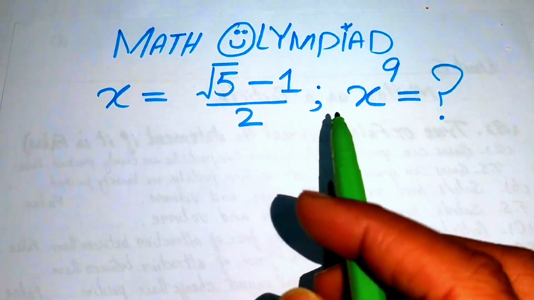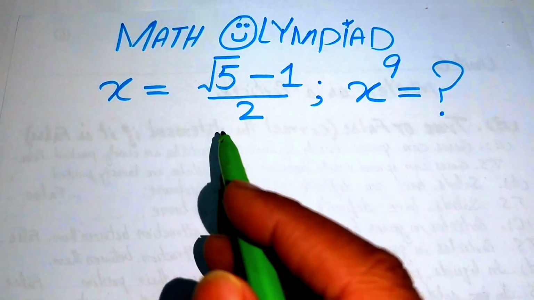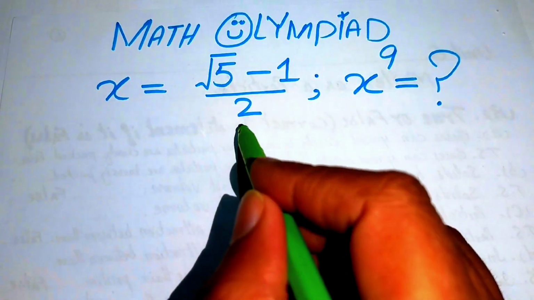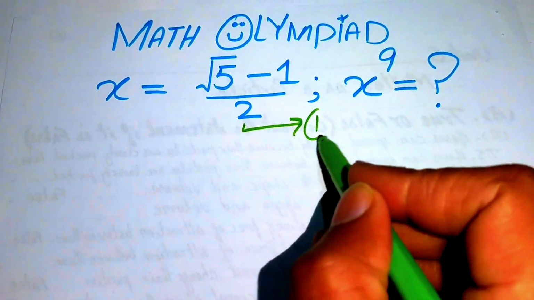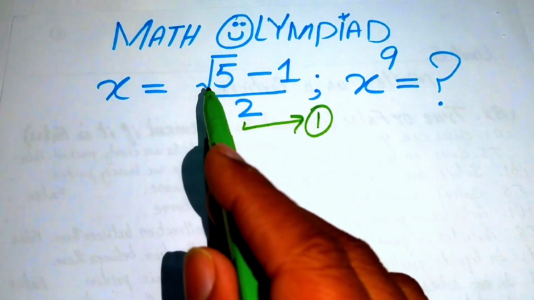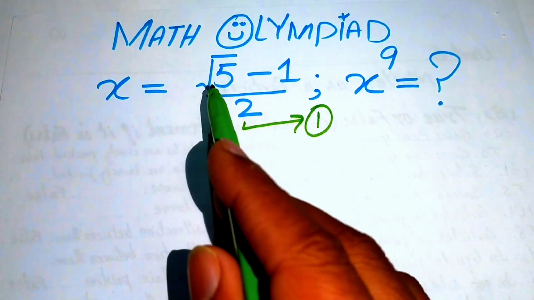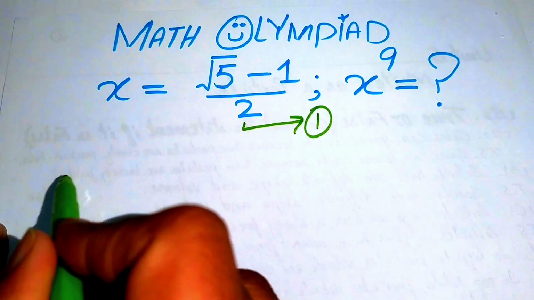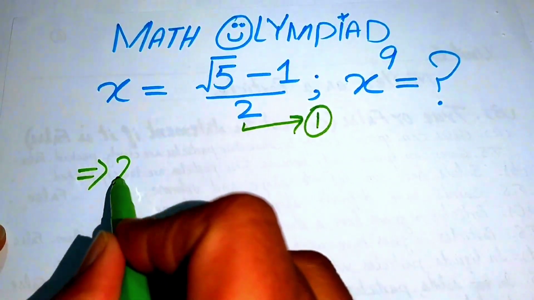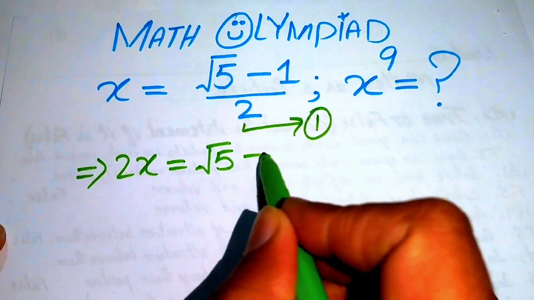In order to find the value of x to the power of 9, first we call this equation number 1, and after that we simplify this equation and remove the square root of 5. So we move this 2 to the left hand side, and we have 2 times x equals square root of 5 minus 1.